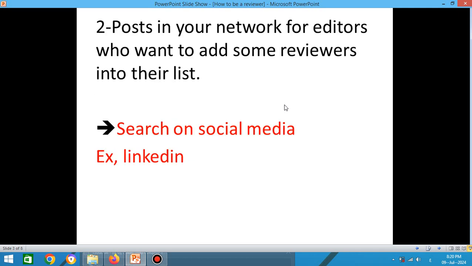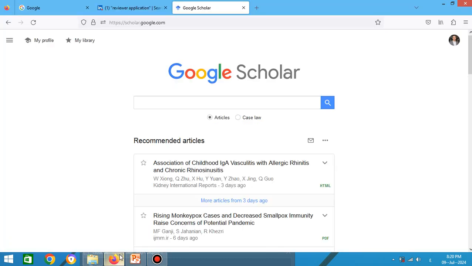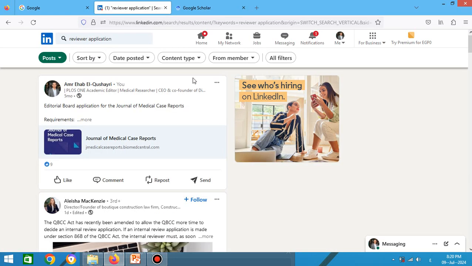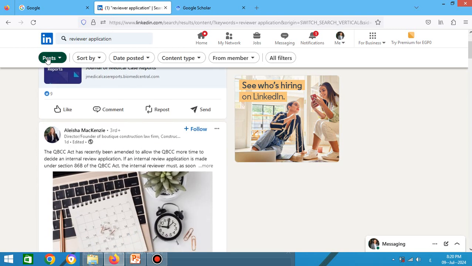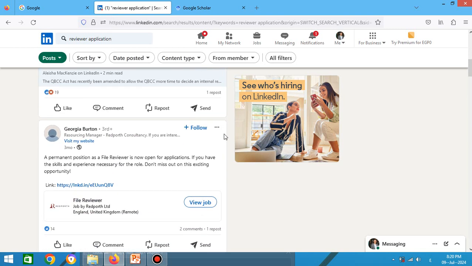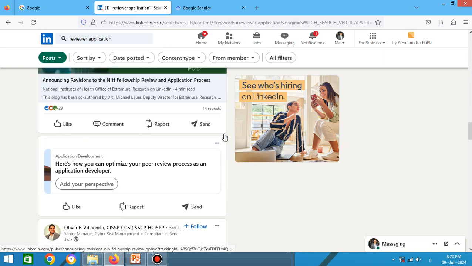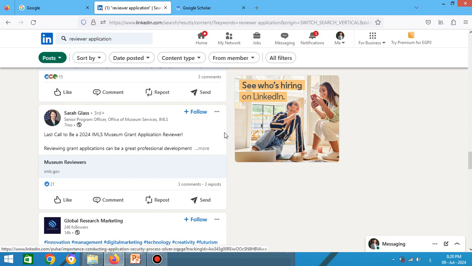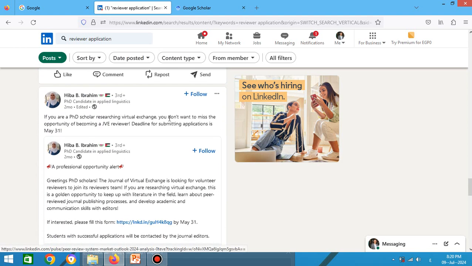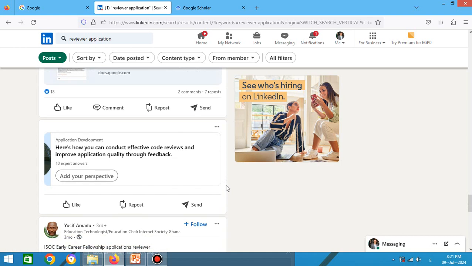The second is posts in your network from editors who want to add some reviewers into their list. You can search on social media, for example, LinkedIn. You can search with the reviewer application, select posts and scroll down. You will find some posts about PhD scholars, yes, Journal of Virtual Exchange volunteer reviewers, and so on.